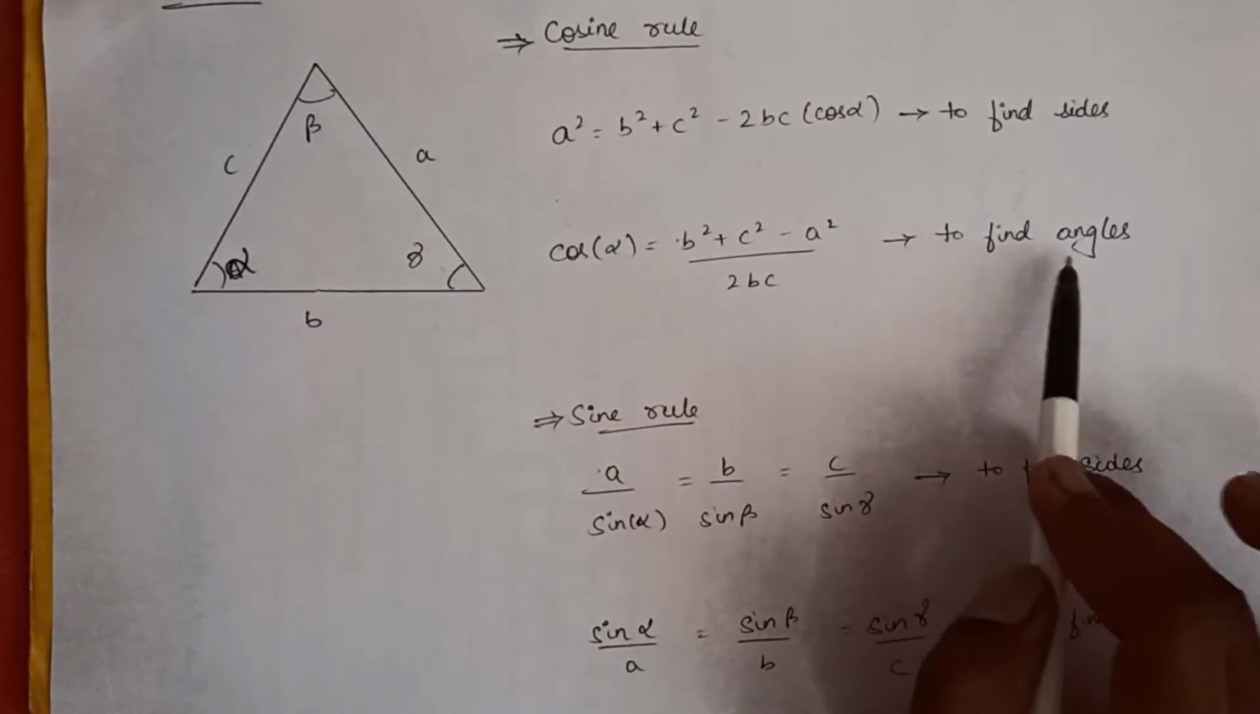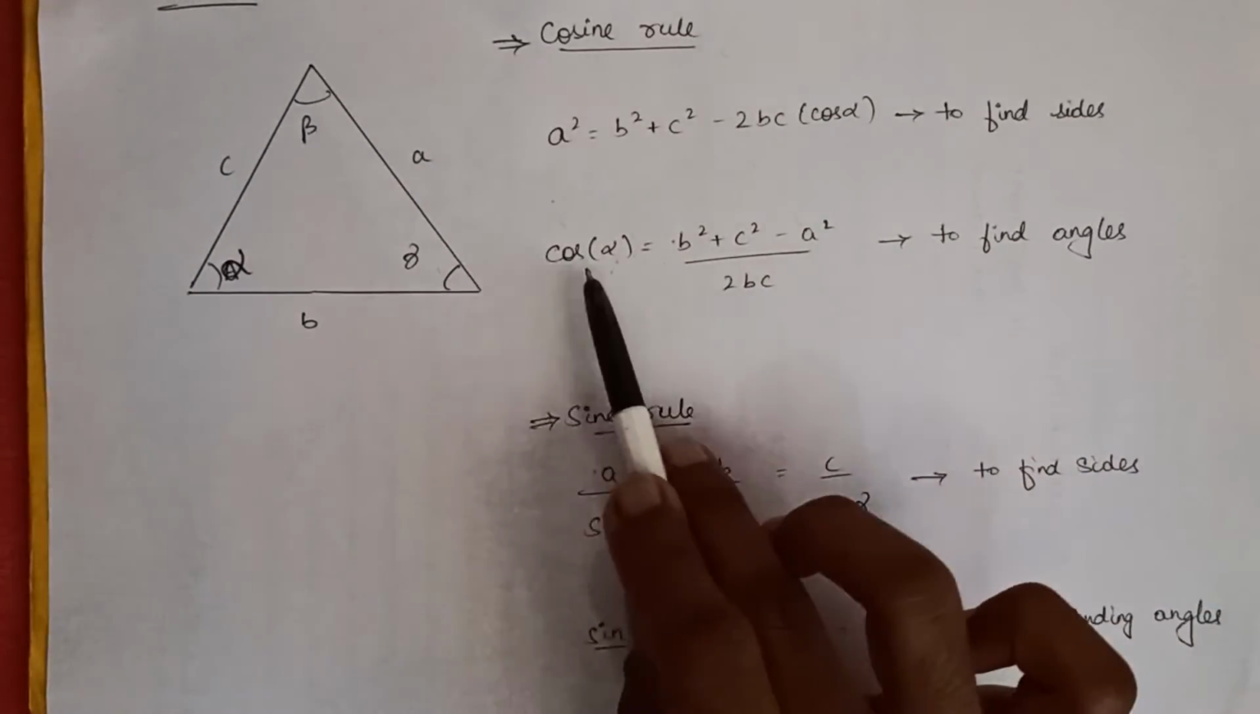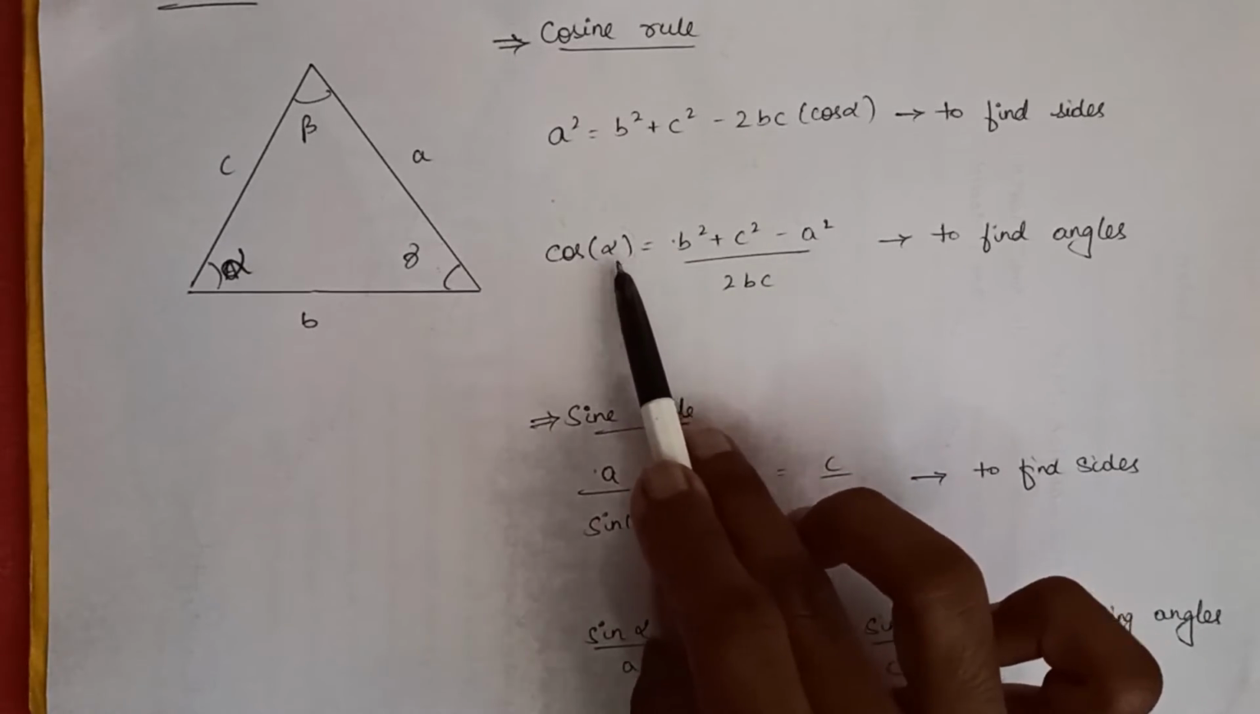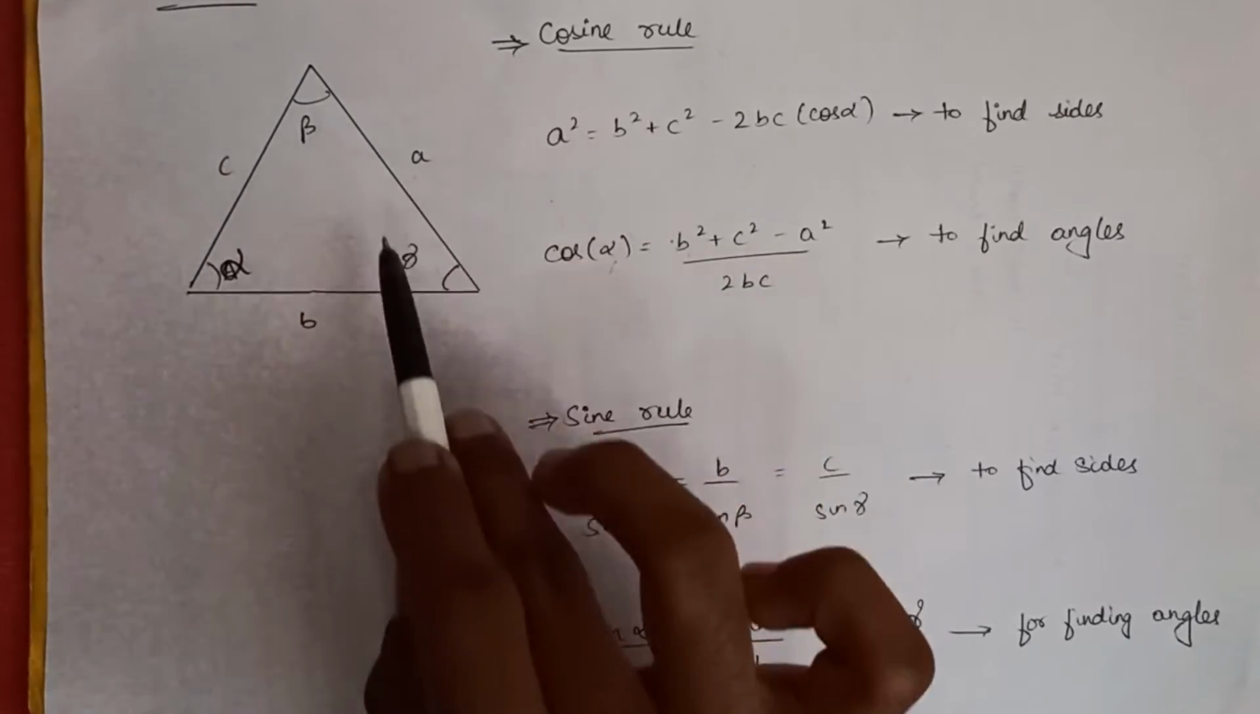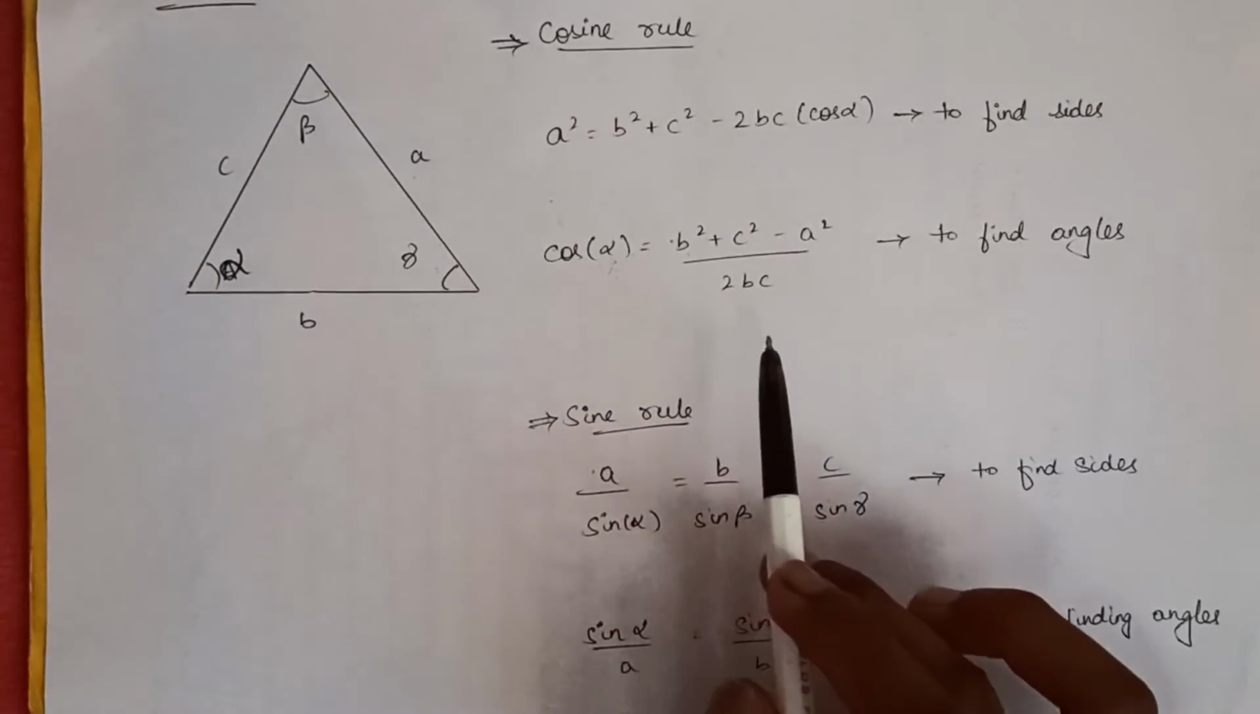Now let's see how to find the angles using the cosine rule. The formula will be cos of any angle, here alpha, is equal to b square plus c square minus a square by 2bc. Okay.